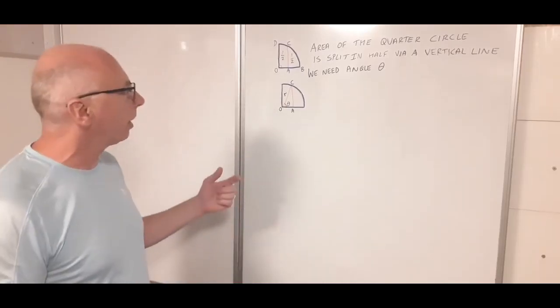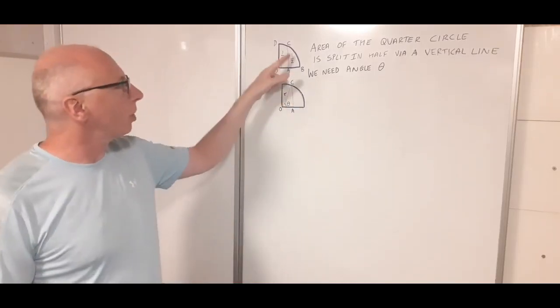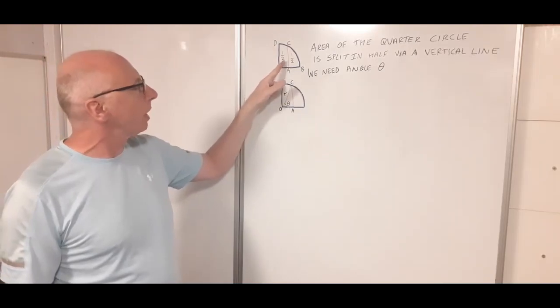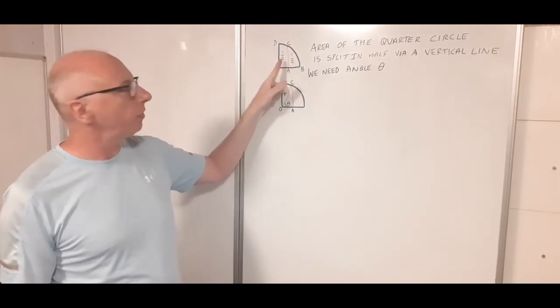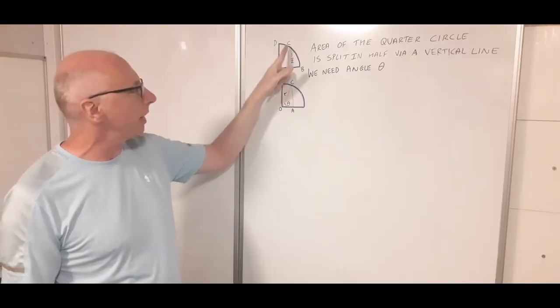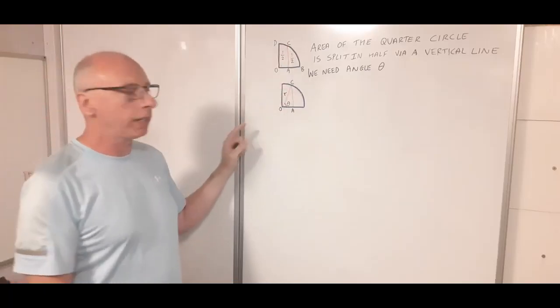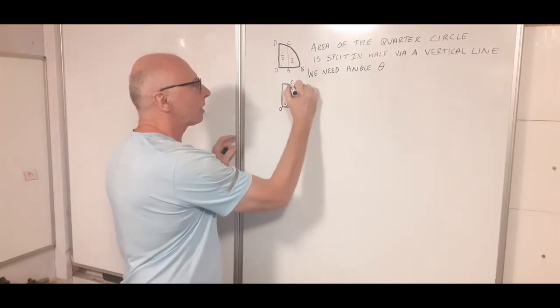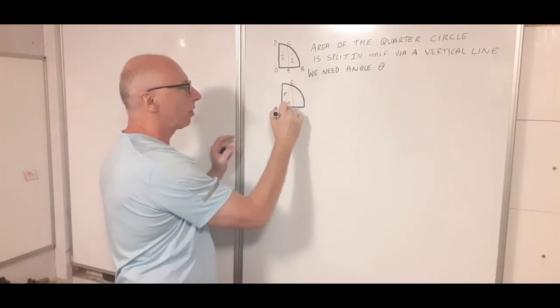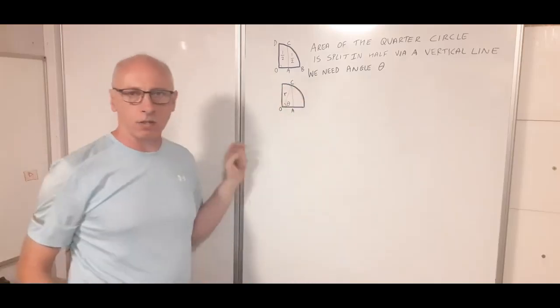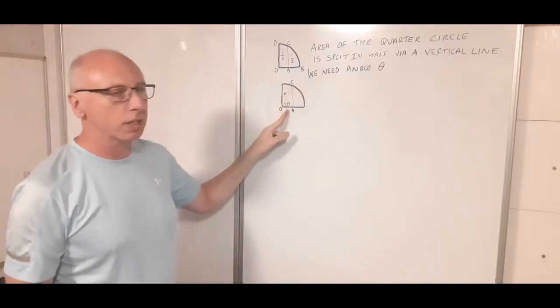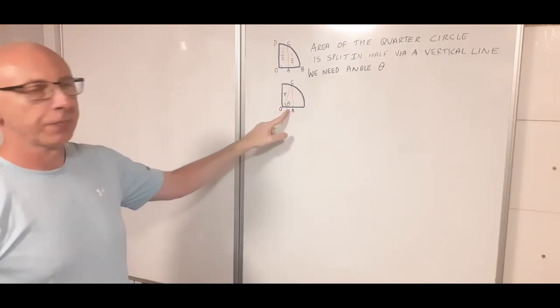So in this question here, what I've got is a quarter circle which I need to split the two areas in half via a vertical line, this line AC. What I need is to find where the point C is. If I know the angle theta, I can draw a radius to that point. So the key of this question is to find this angle theta.